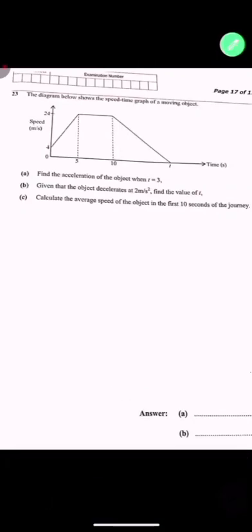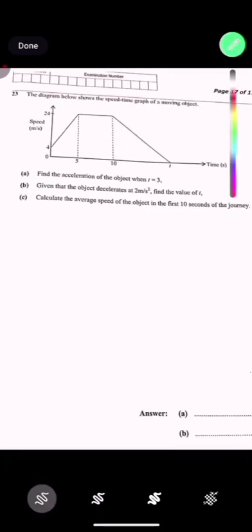Last question, finally. This one I'll do it with a lot of energy to act as if I'm not tired. So find the acceleration of the object when time is 3. So 3 is between 0 and 5. So the acceleration is here.